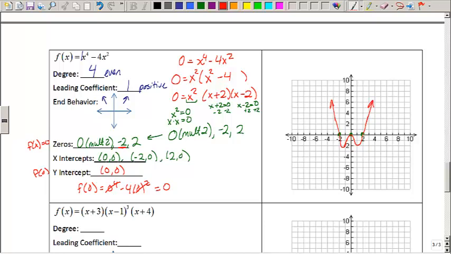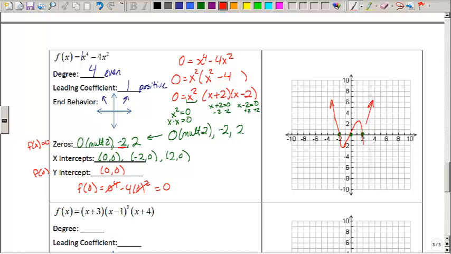Notice that negative 2 and 2 are zeros with multiplicity 1, and the graph goes just straight through them. 0 is a 0 with multiplicity 2, so at that point the graph bounces. My end behavior and my multiplicity should go hand in hand. Let's say I made a mistake. Let's say I'm going to erase this. And let's say I knew my end behavior was up and up. And let's say I forgot that this was a multiplicity and I went straight through.